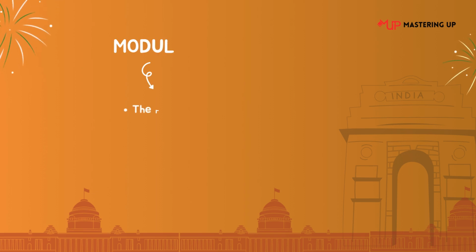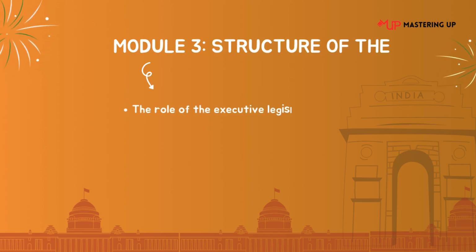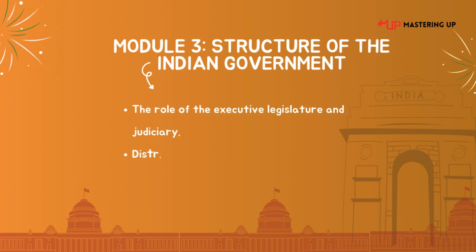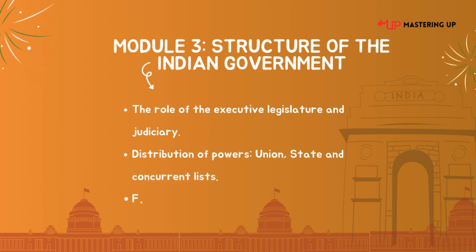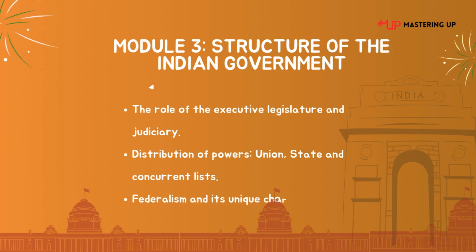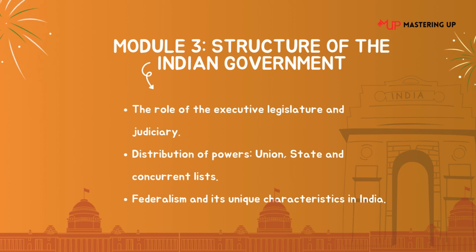So this is module 3, structure of the Indian Constitution, and we will learn in this module the role of the executive, legislature and judiciary, and distribution of power between union, state and concurrent list. Basically 3 lists are mentioned in the Indian Constitution: state list, central list or union list, and concurrent list. Third point is federalism and its unique characteristics in India.